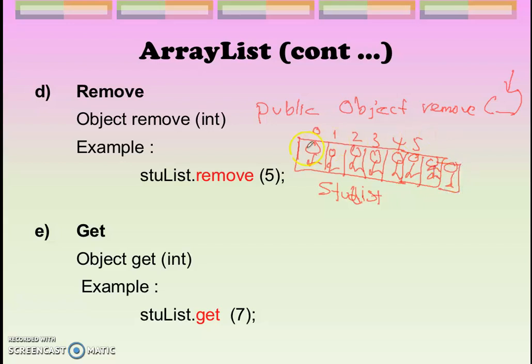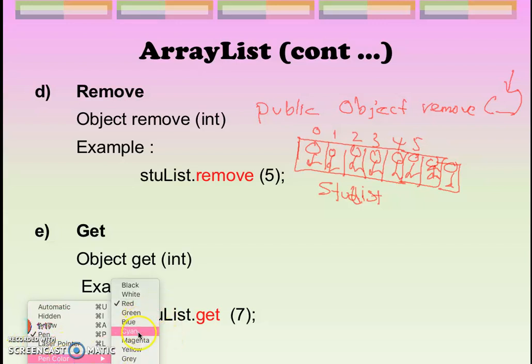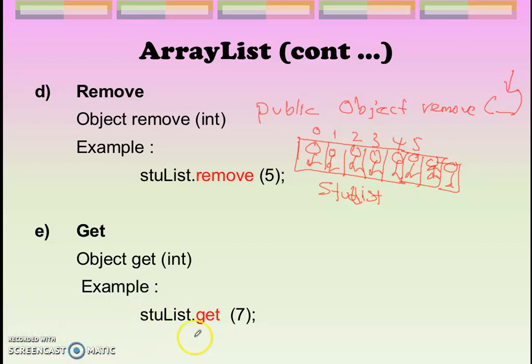Okay, so we want to delete this data inside this index kelima. So what happen? Dia akan delete yang ni. Okay, katakanlah ni nama ni adalah Siti. Okay, so what will happen after you deleted the Siti? So sini adalah Ali. So Ali akan duduk di sini.